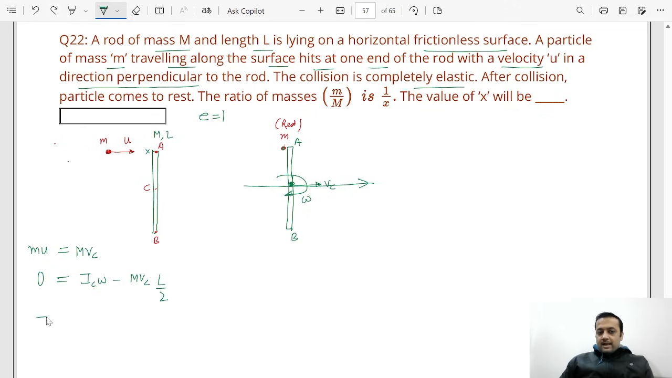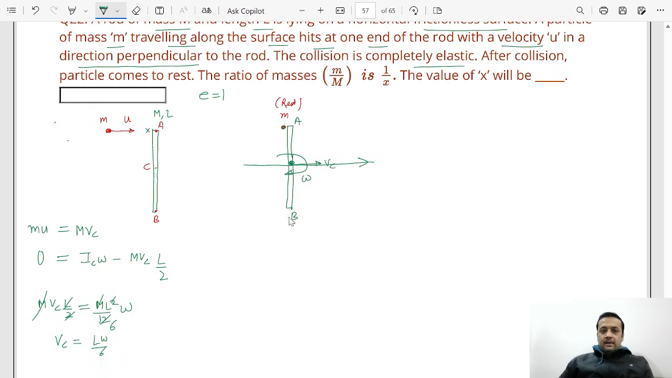So this becomes I center of mass omega. You can bring this on the LHS. So m into v center of mass into l by 2 will be I center of mass, which is ml square by 12, into omega. All right. So from here m and m will be cancelled, l and l will be cancelled, 2 will become 6. That means vc is equal to l omega by 6. This is the second equation.